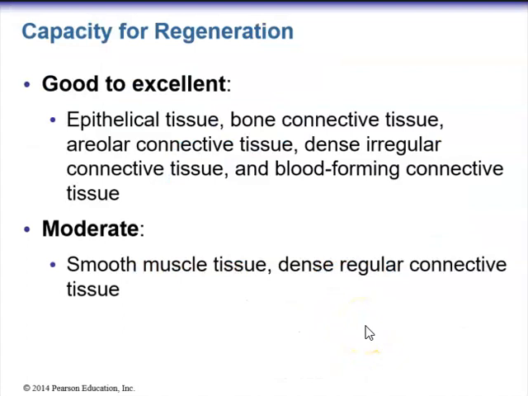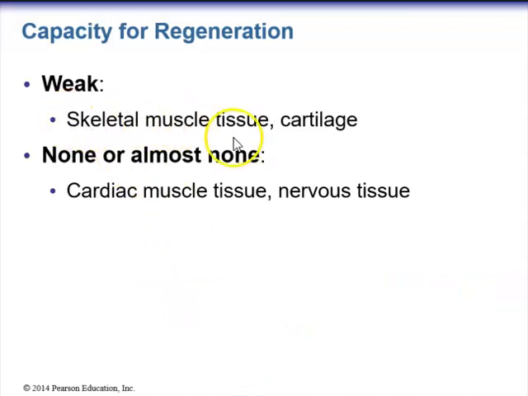Now, tissue capacity for regeneration. These types of tissues regenerate either good to excellent, so that's epithelial tissue, bone connective tissue, areolar connective tissue, dense irregular connective tissue, and blood-forming connective tissue. Moderate capacity for regeneration, we have smooth muscle tissue and dense regular connective tissue. A weak capacity for regeneration, that's skeletal muscle tissue and cartilage, and then none or almost none capacity for regeneration, we have cardiac muscle tissue and nervous tissue. So once we damage this type of tissue, there's hardly any regeneration of this type of tissue.